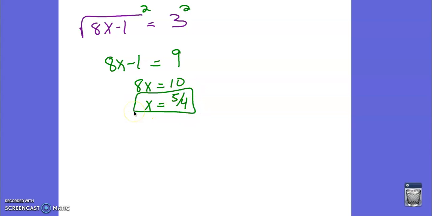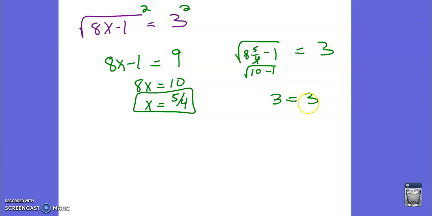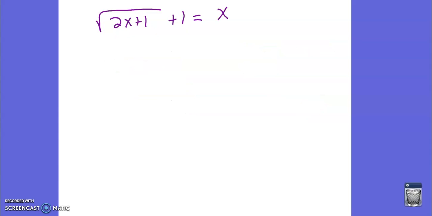Now, when you check that, you're checking to see if it equals 3. So if you take 8 times 5/4 minus 1, that goes to 10 minus 1, and the square root of 9 is 3. So 3 does equal 3. It does work out. But always check your solution to make sure it does work.